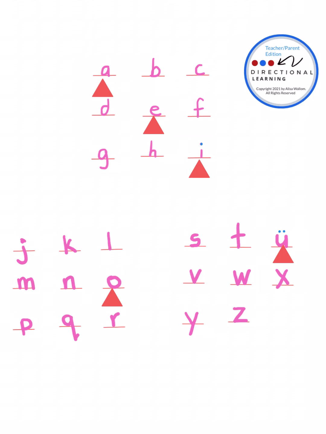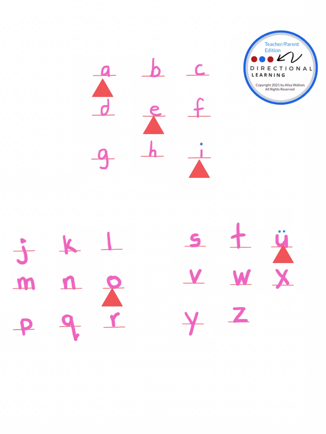Now if they're a younger student, they may not know, so you can just show them by putting the triangles underneath the vowels and telling them they're vowels. Now do you notice the letters that don't have red triangles? We're going to give them blue dots. So they'll all get blue dots.